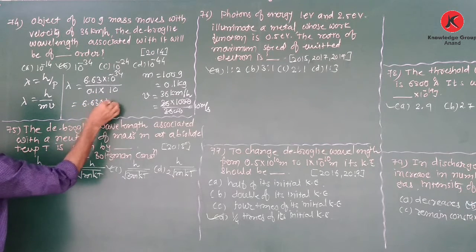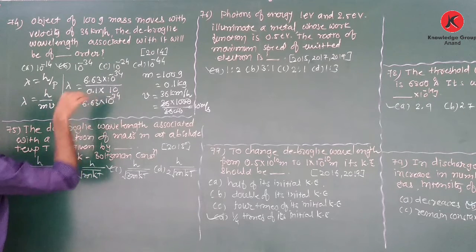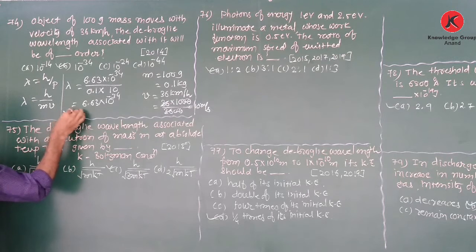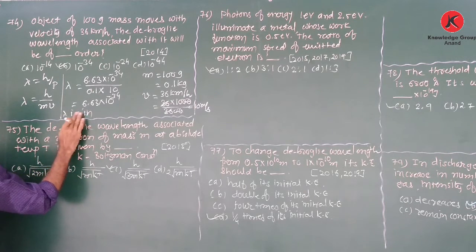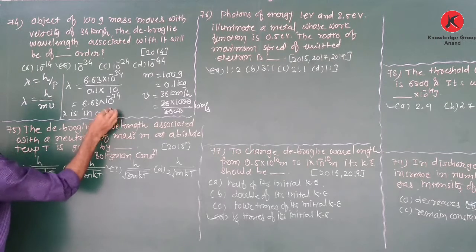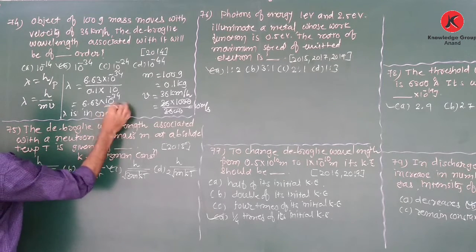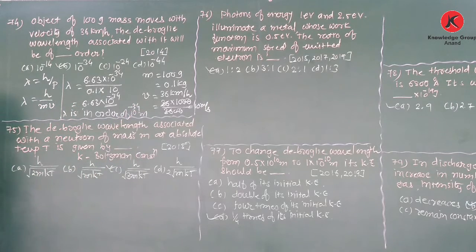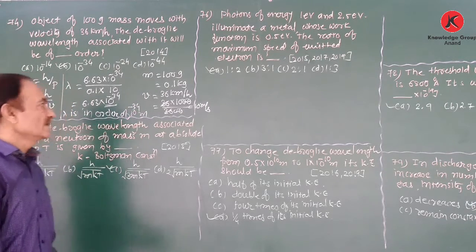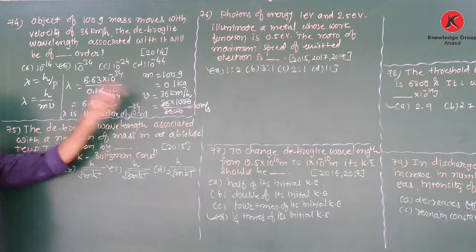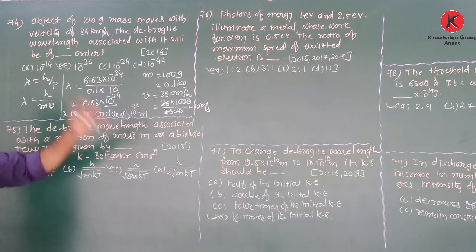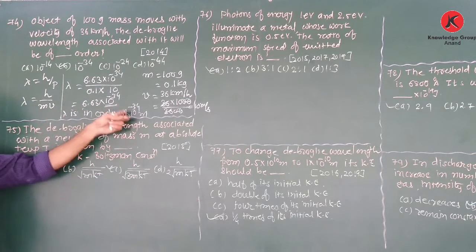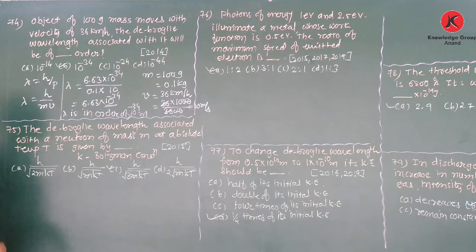6.63 into 10 to the power minus 34. So lambda is in the order of 10 to the power minus 34 meter, because here the mass into velocity, 0.1 into 10, becomes 1. So the value is Planck's constant, that is the wavelength. Therefore the wavelength is in the order of 10 to the power minus 34 meter.